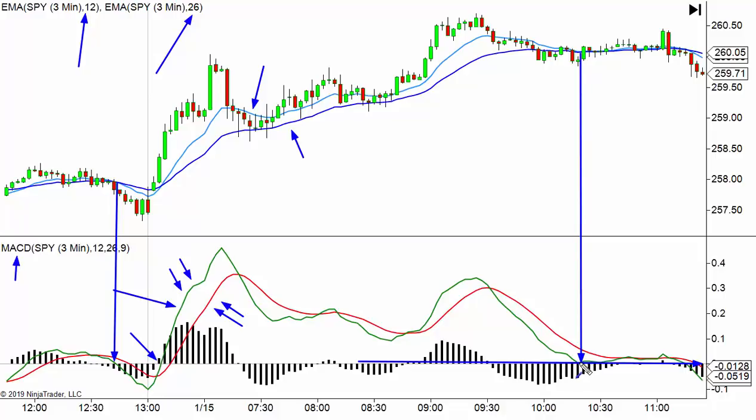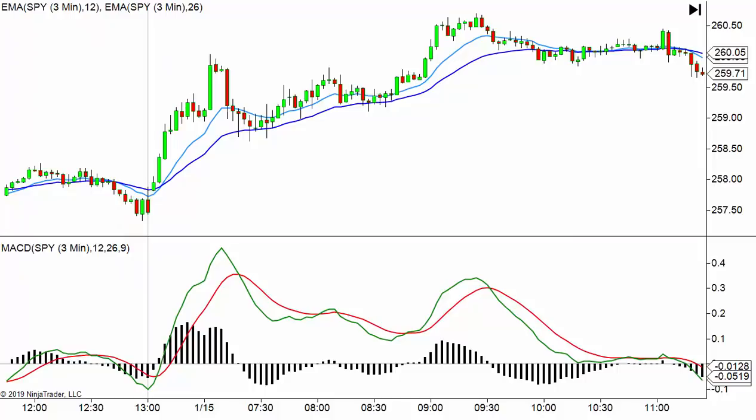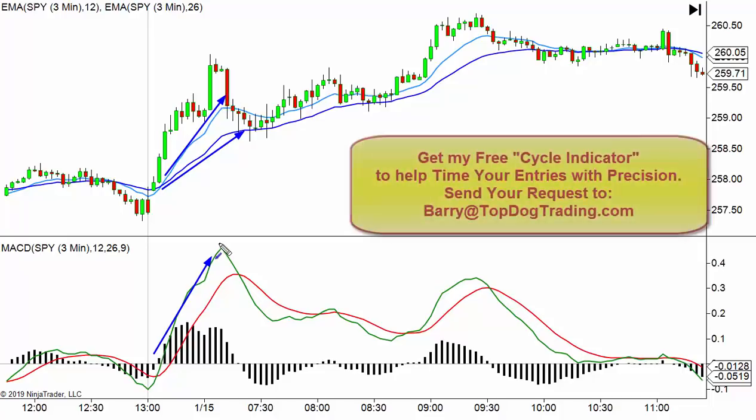Now when the MACD line, the green line, is moving up, basically what that means is that these two lines are moving further away from each other. Because the 12-period EMA is faster than the 26-period EMA, it will accelerate a little faster, and that'll cause this to go up. Basically what that's measuring is acceleration.